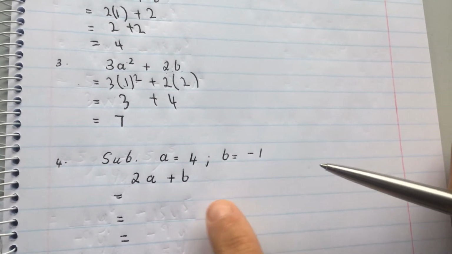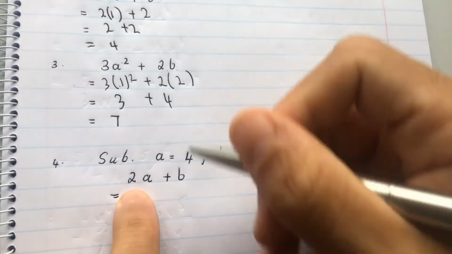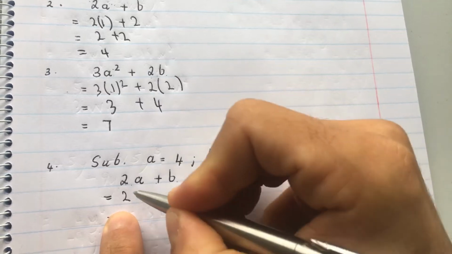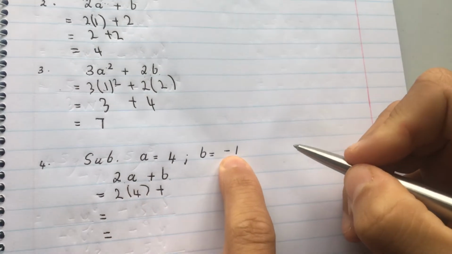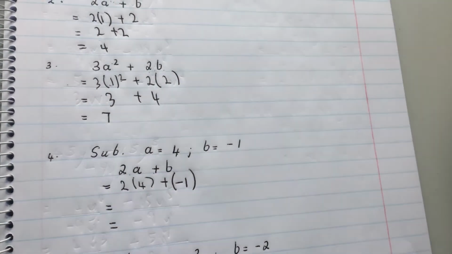So here's now the little bit more difficult one. I've substituted a negative in. Okay. So it's 2 times A plus B. So what's 2 times what's the A? 4. So it's 2 times 4. But now watch here. Plus, it's negative 1. So I have to open a bracket and put a negative 1 there.